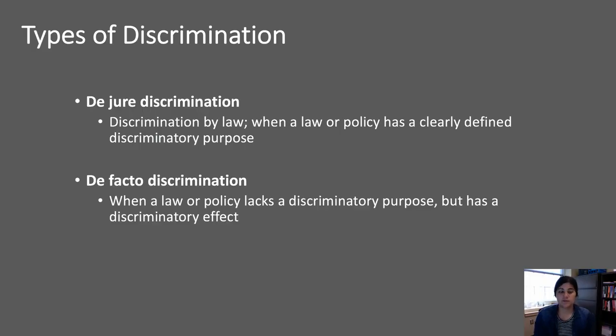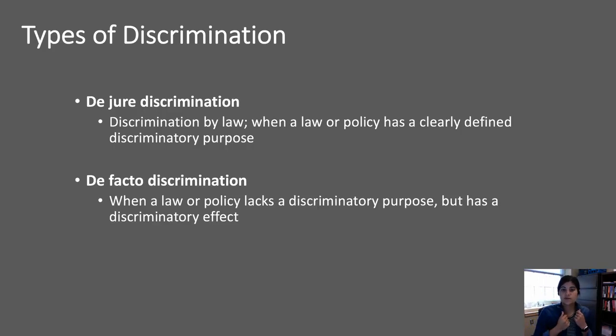Okay, so real quick before we look at the levels of scrutiny under the 14th Amendment, it's important to note that we've basically got these two types of discrimination that can occur. So we've got de jure discrimination, which, as you can see here, is essentially discrimination that's actually included as part of a law or policy. And that law or policy has a clearly defined discriminatory purpose. So this is pretty purposeful and obvious discrimination, and under the 14th Amendment, de jure discrimination is not acceptable.